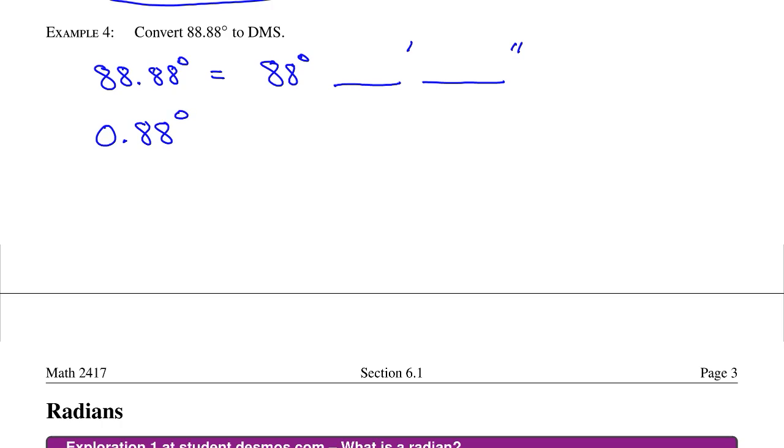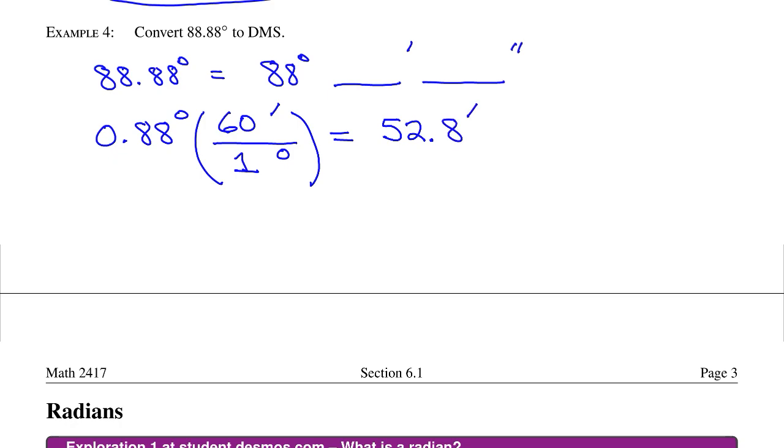0.88. So I'm going to take 0.88 degrees, and I'm going to convert this to minutes, and let's just see what happens. So I want minutes. I need to get rid of degrees. So the degrees goes on the bottom, minutes goes on top. And we know it's 60 minutes for 1 degree. Multiplying this out in the calculator, I get 52.8 minutes. So the minutes portion here is 52, and that goes in the blank right there.